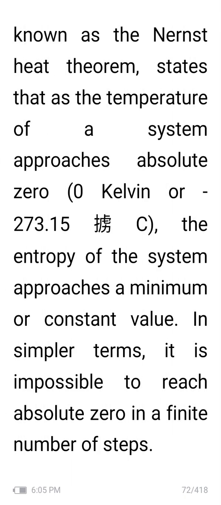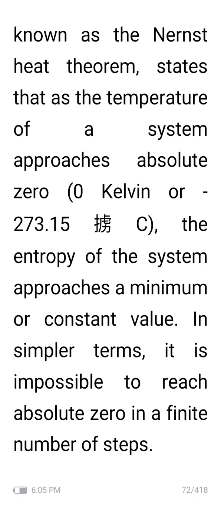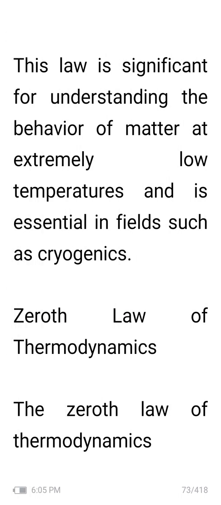And third law of thermodynamics, Nernst heat theorem. The third law of thermodynamics, also known as the Nernst heat theorem, states that as the temperature of a system approaches absolute zero Kelvin, the entropy of the system approaches a minimum or constant value. In simpler terms, it is impossible to reach absolute zero in a finite number of steps. This law is significant for understanding the behavior of matter at extremely low temperatures and is essential in fields such as cryogenics.